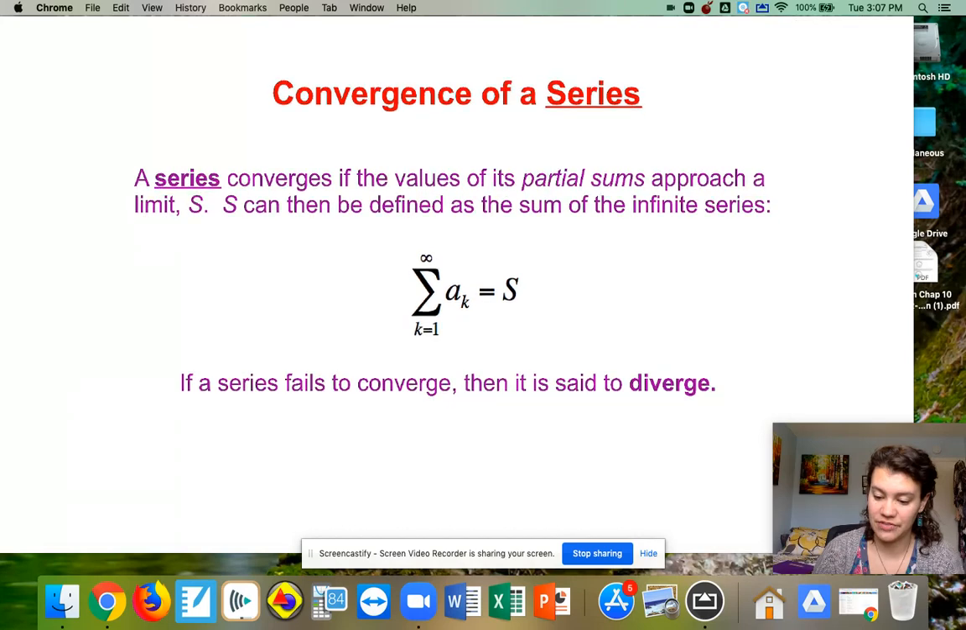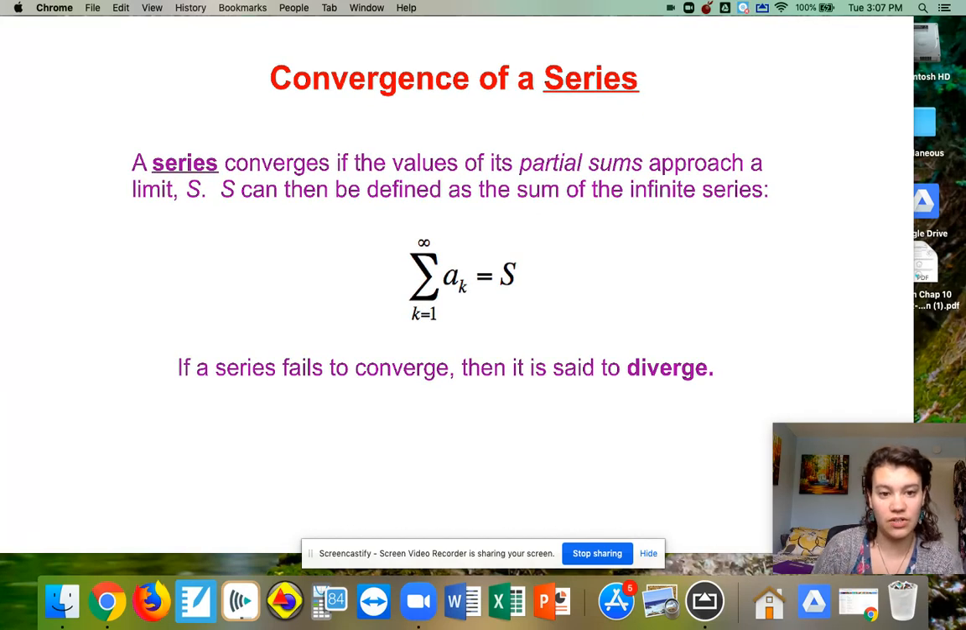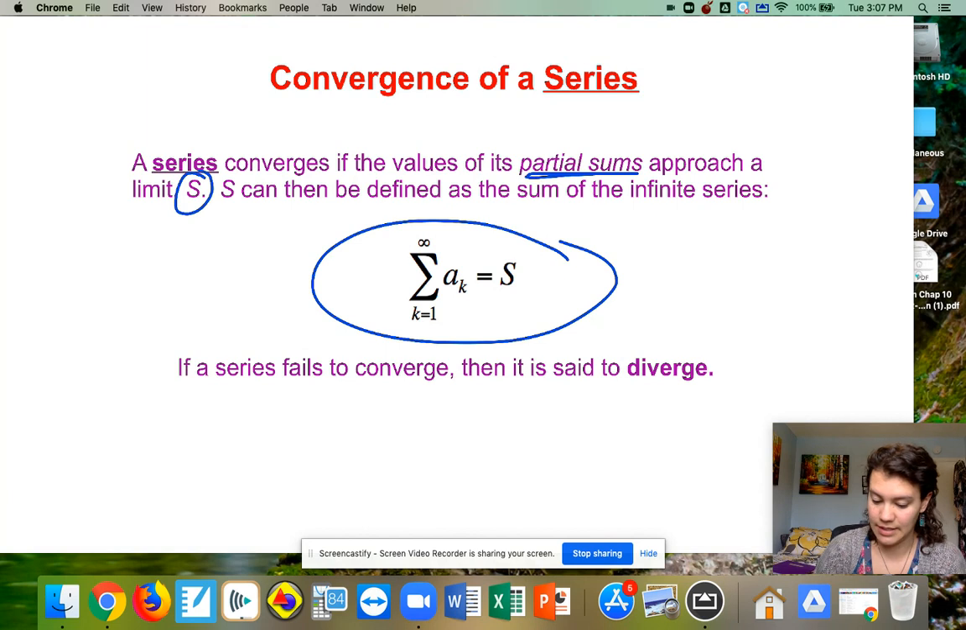So the convergence of a series: a series converges if the values of its partial sums, so what we were doing on the last slide of summing, adding the next chunk, adding the next chunk, approach a limit S, or one number. It can be written like this. If it does not reach one number, if it goes to infinity, goes to negative infinity, or alternates back and forth, then it diverges.